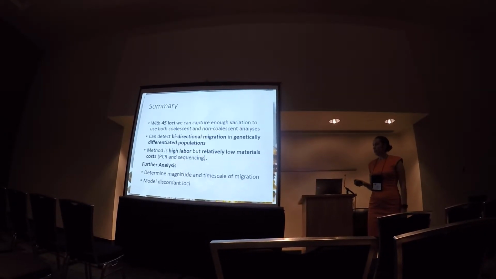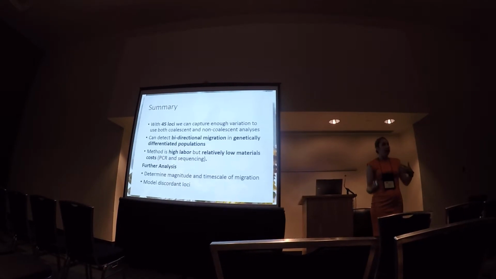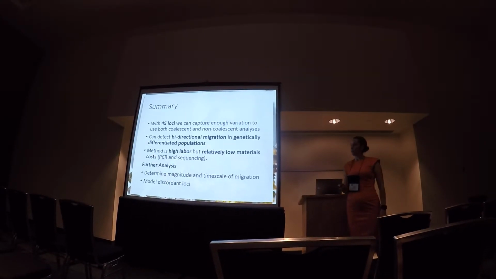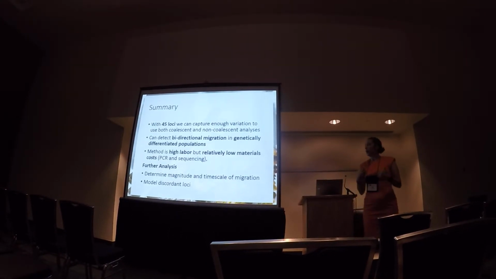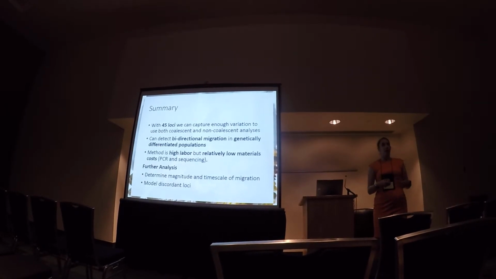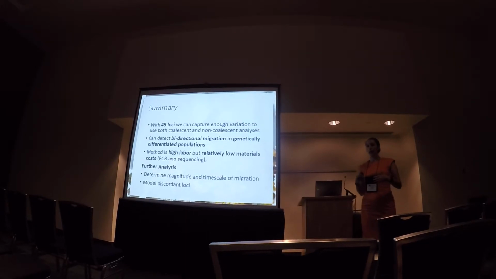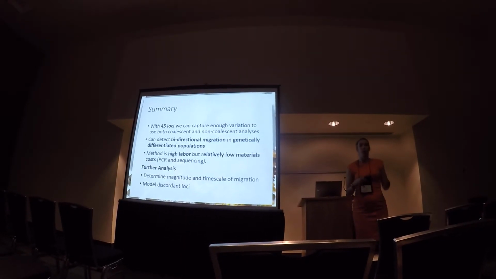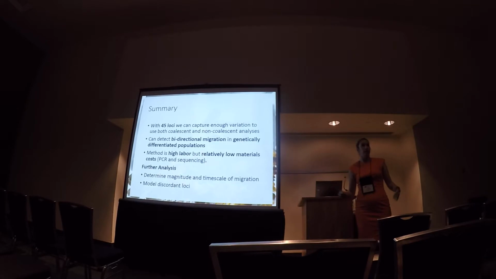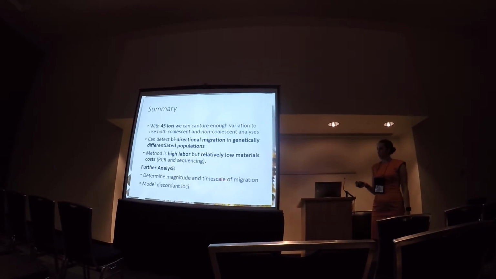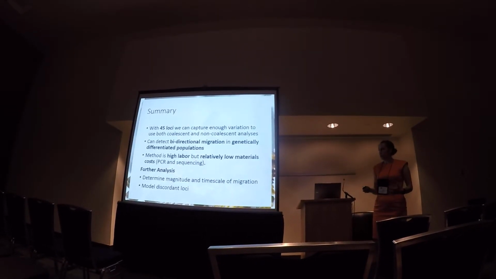And this method, it is a little bit high labor. I'm in the process of repeating this for another species. It's a lot of PCR, but it is relatively low cost. You're going for high impact portions of the genome to try and maximize the variation, but minimize the total amount of data so that you have some concept of what you're actually looking at.